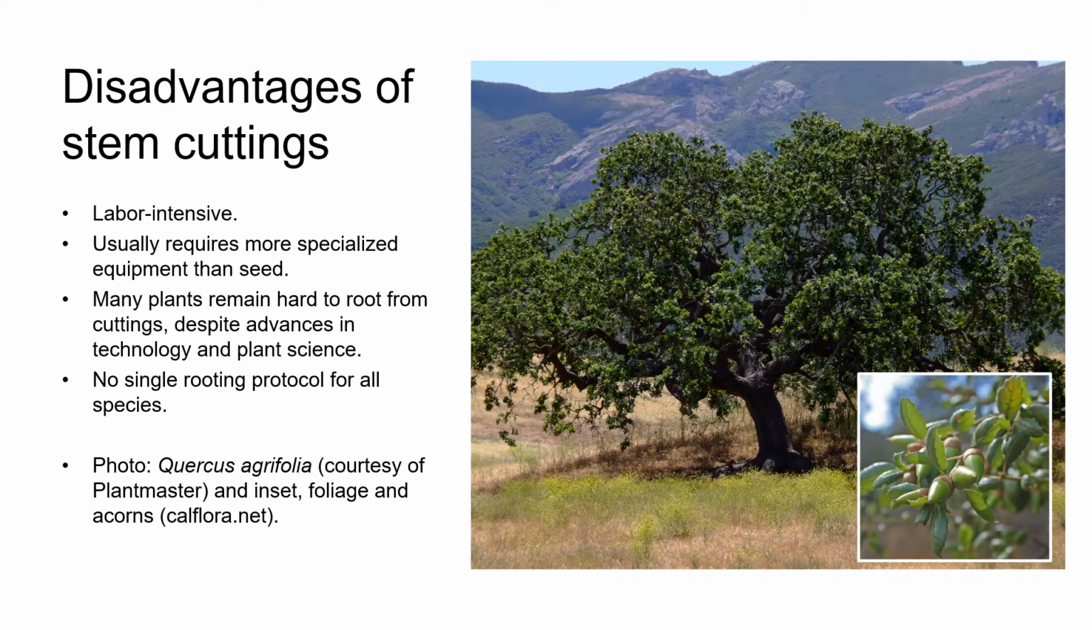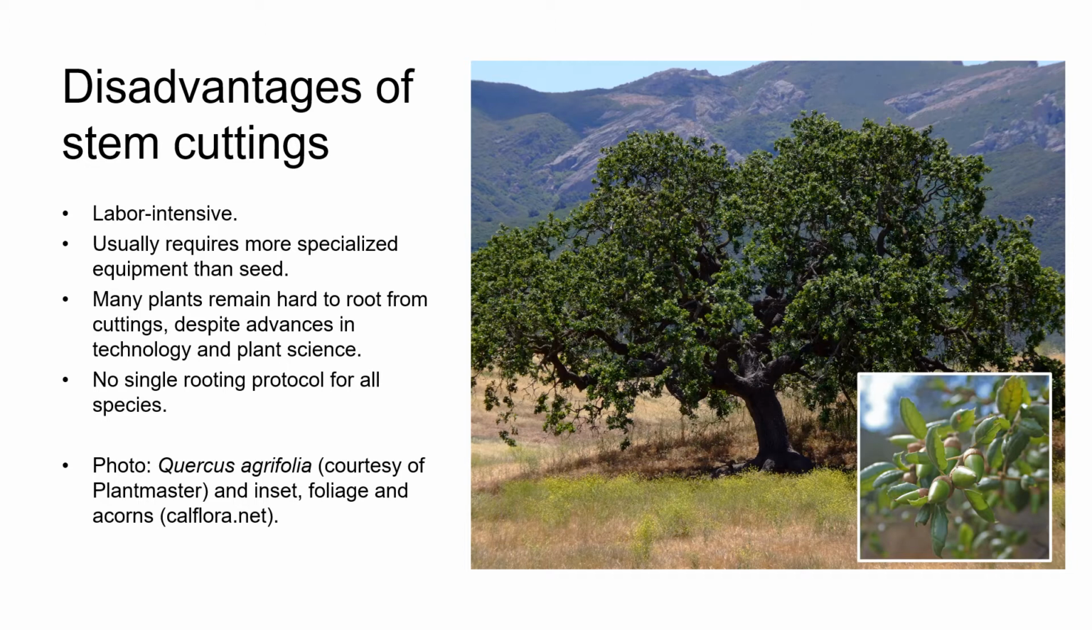Despite having several advantages, stem cuttings also, of course, have some drawbacks. They're typically more labor-intensive than growing from seed, so plants grown from cuttings are more expensive to produce. Successful propagation from cuttings can require having more specialized facilities than growing from seed, although there are many growers who still produce high-quality rooted cuttings in very simple structures that have very little in the way of humidity and temperature control.